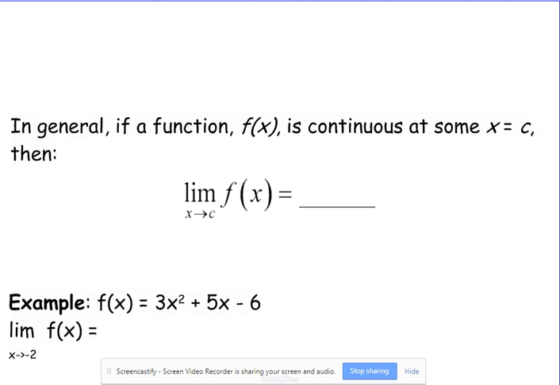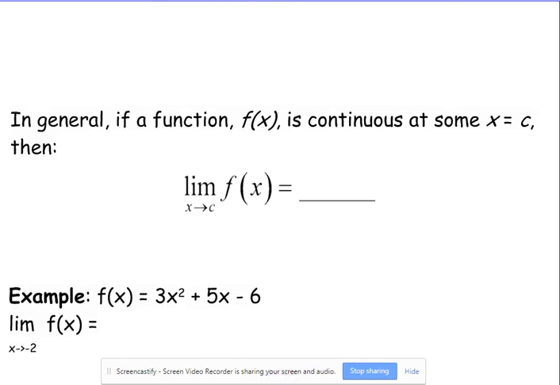In general, here's another general statement. If a function, f of x, is continuous at some c, we kind of already talked about this the other day, as long as it's continuous at that point, then the limit as you approach that point is just the value of the function at that point. You plug c into the function. Simple as that.